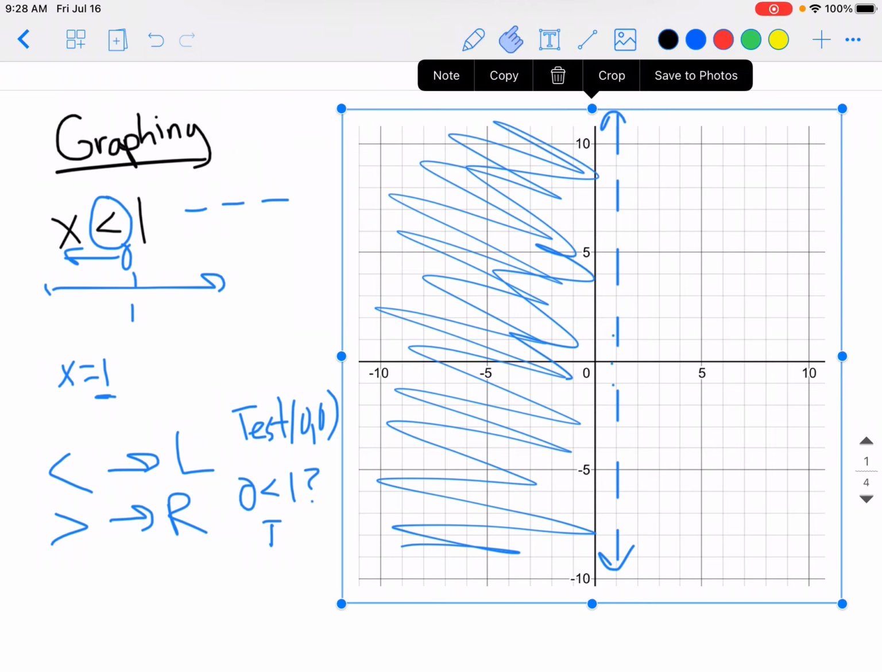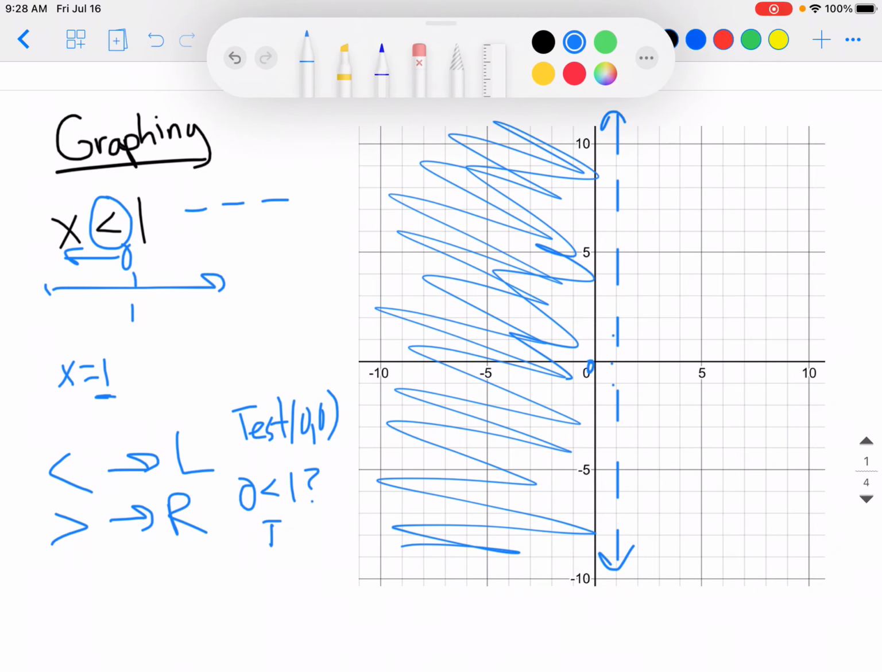And so since that side was true, that means that we will shade the whole side there. If it was false, we would shade the other side.